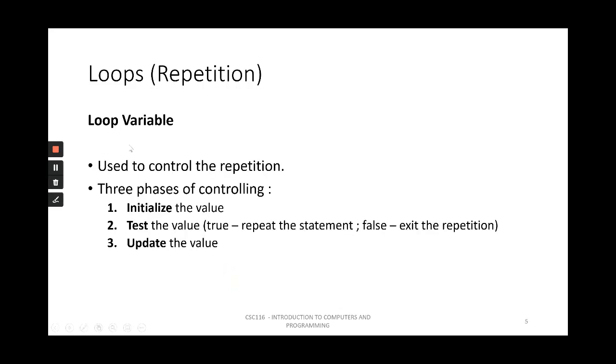Loop variable. So what is a loop variable? A loop variable is used to control the repetition. We have three phases of controlling. First, initialize the value, so we give the value of how many times we want to repeat. Then we test the value. If true, it will repeat the statement, and if the value is false, it will exit the repetition. And lastly, update the value, so the value that we put in initialize will be incremented.